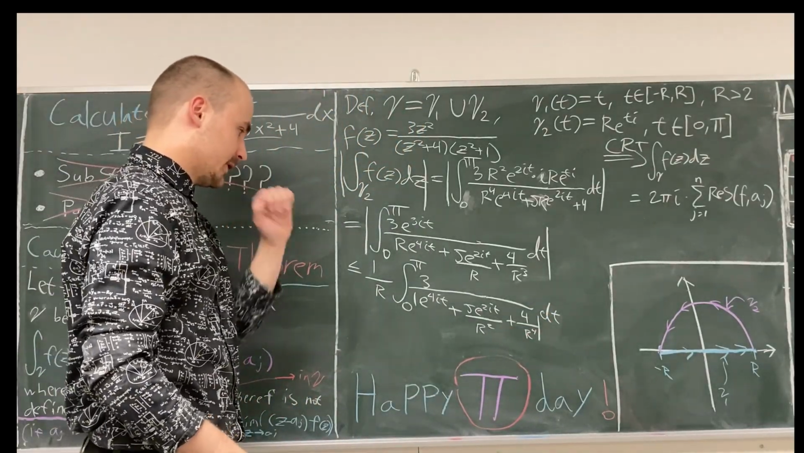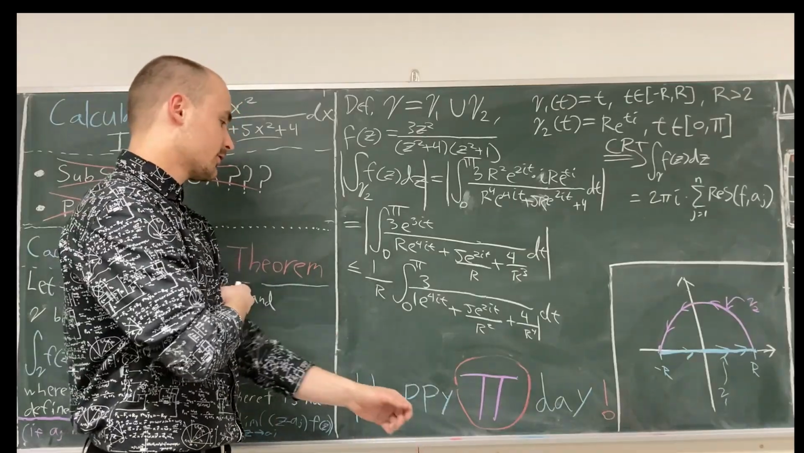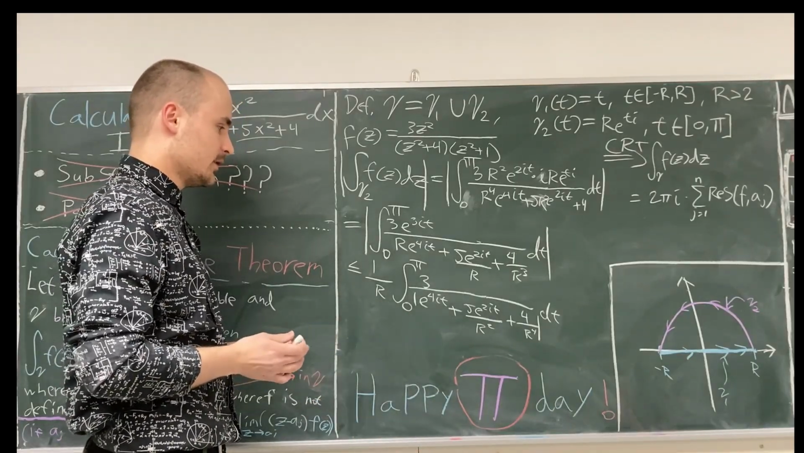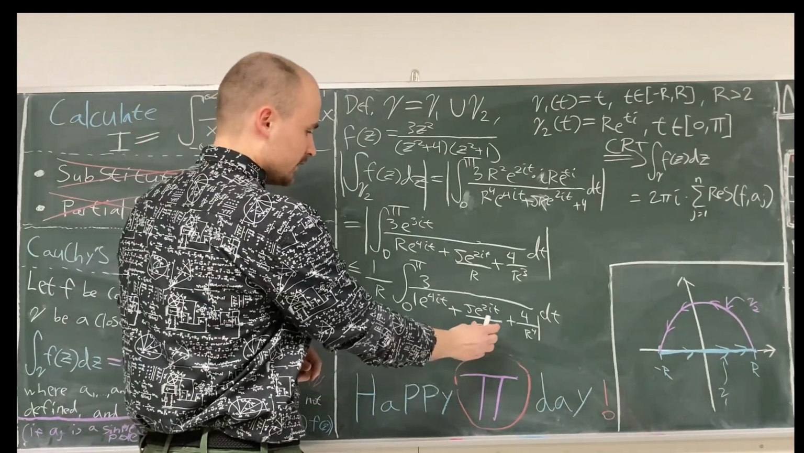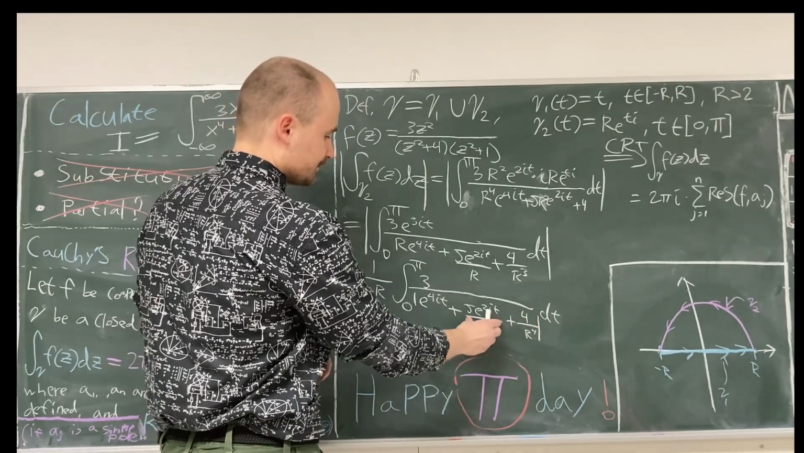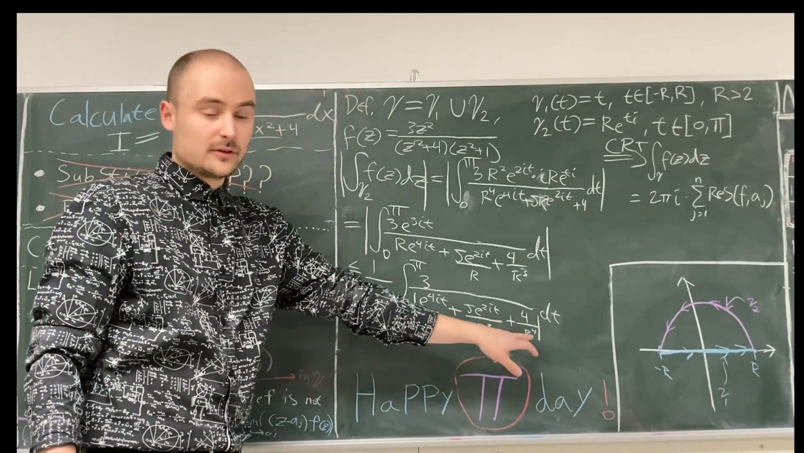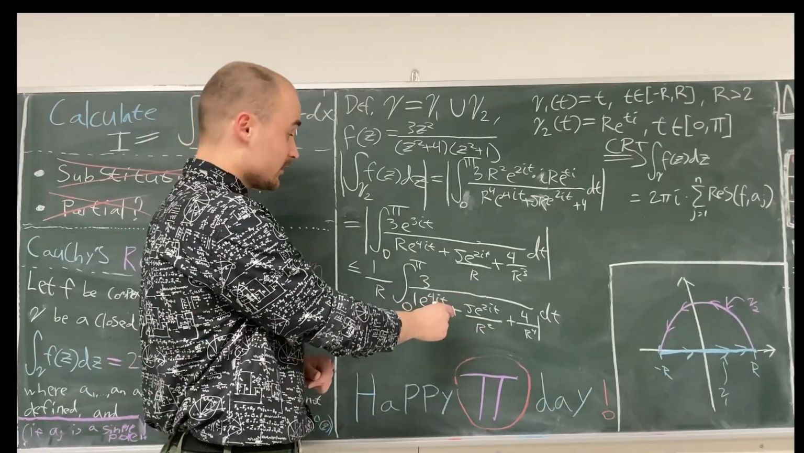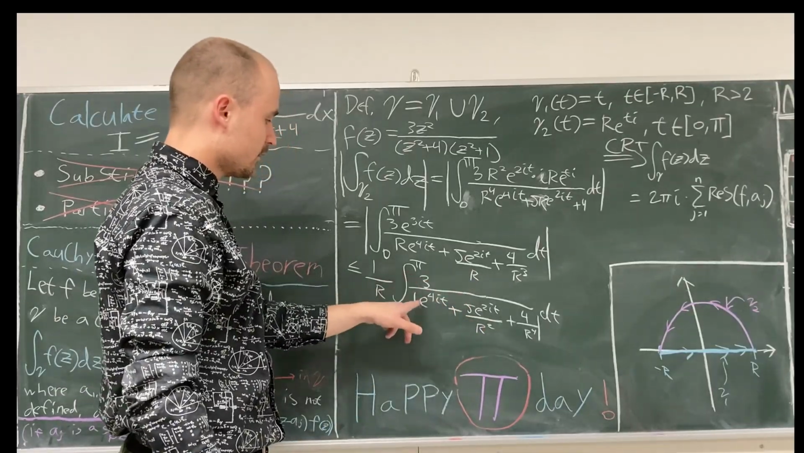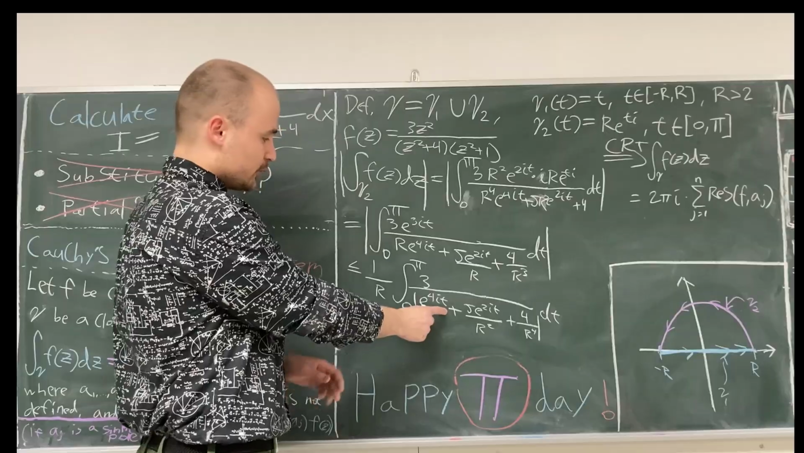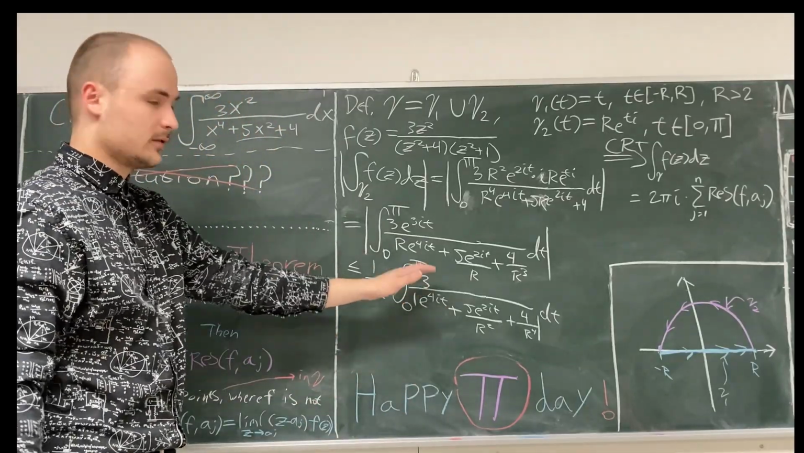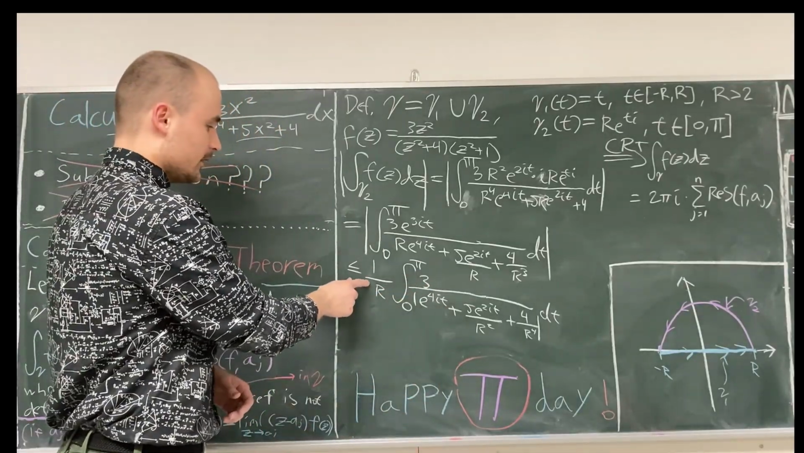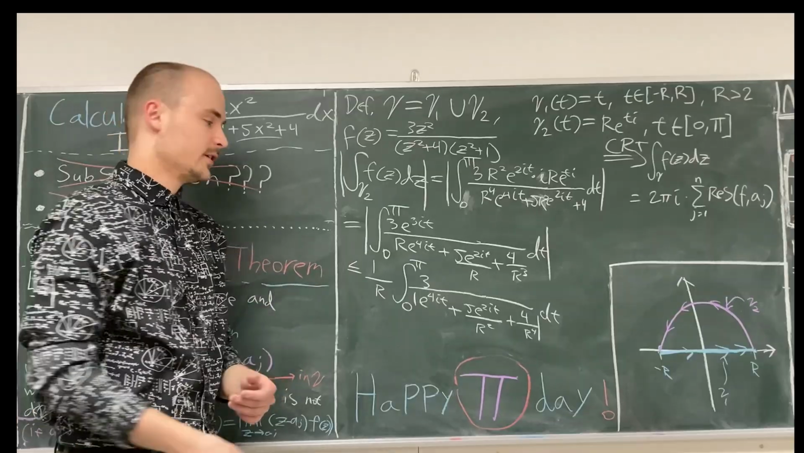Okay, so when we take the limit as r goes to infinity of this expression, well, these terms go to 0 when r goes to infinity. So this integrand will go towards 3 over the absolute value of this, which is just 1, so it will go towards 3. But the 1 over r out here will go towards 0.